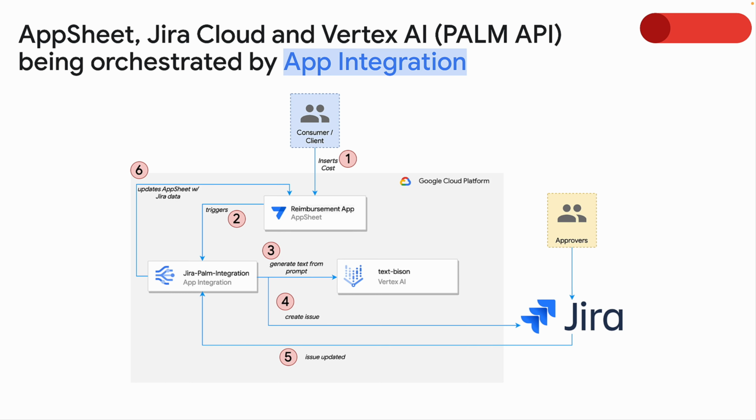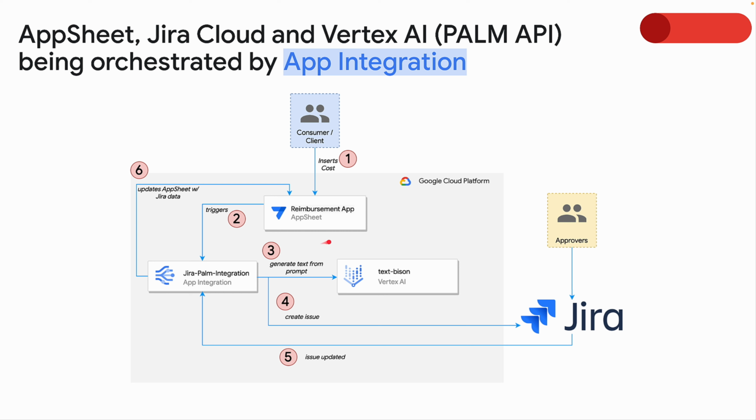In this demo, we'll show how we can orchestrate 3 different services using application integration, all with no code. In our example here, we'll be orchestrating Appsheet, Jira Cloud, and also Vertex AI for text generation using generative AI. Everything here will be done no code, and we'll be simulating a reimbursement app where the employee inserts some costs that they want to reimburse into Appsheet using the mobile app.